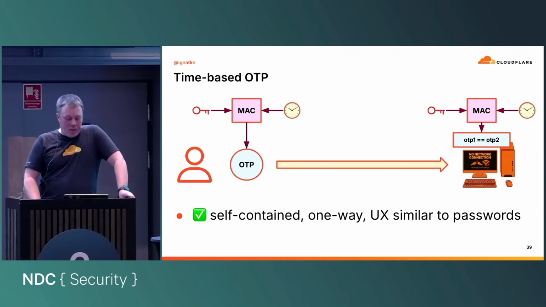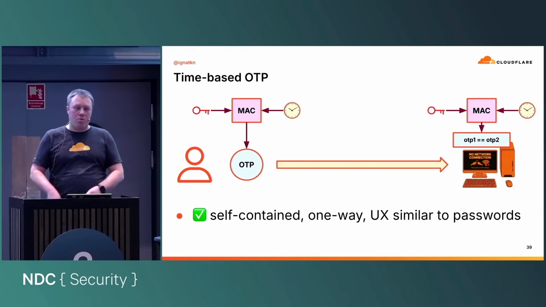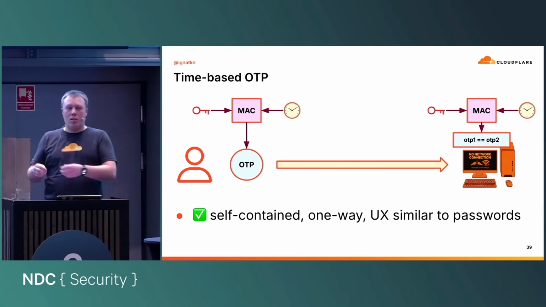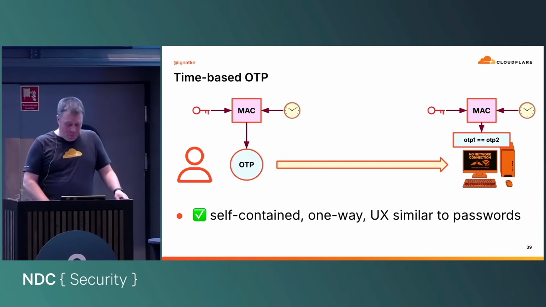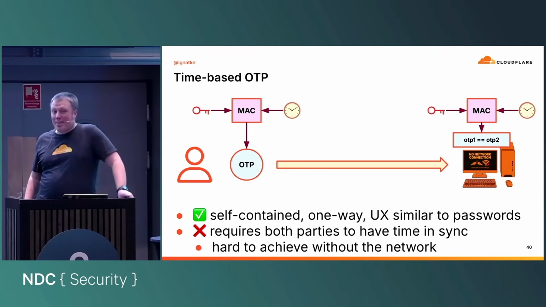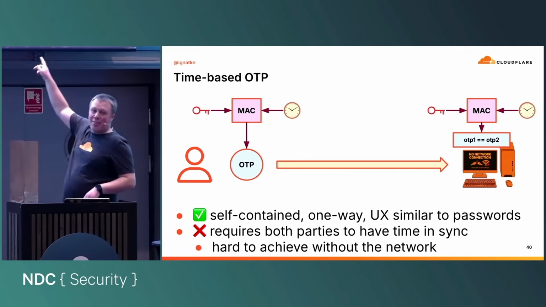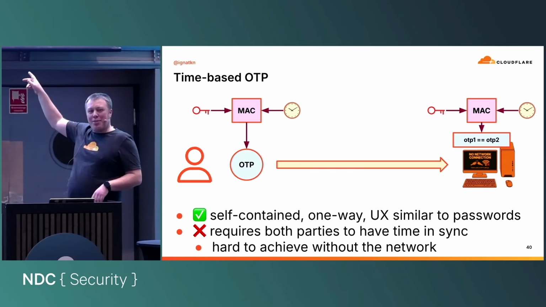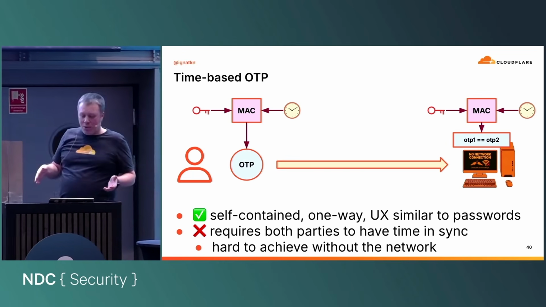The good thing about this is it's self-contained, and the user experience is very similar to a password. Instead of just entering the password, you go to Authenticator and type what it shows you, but that keeps changing all the time. The problem is that it requires both parties to have time in sync, which, if there is no network, is quite hard to achieve. If they are out of sync, the time-based OTP does not work.